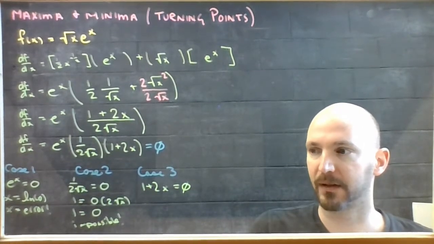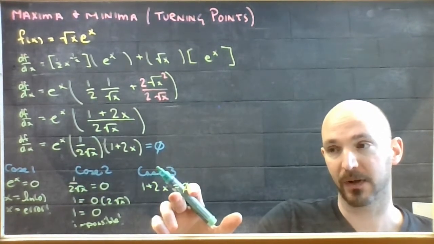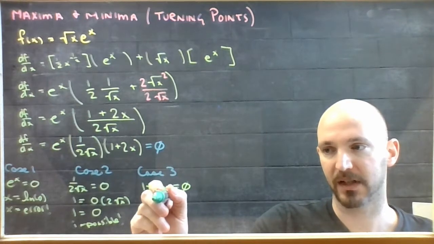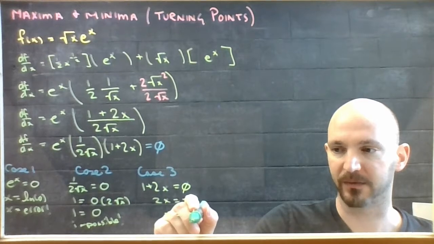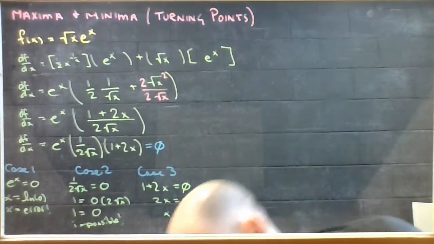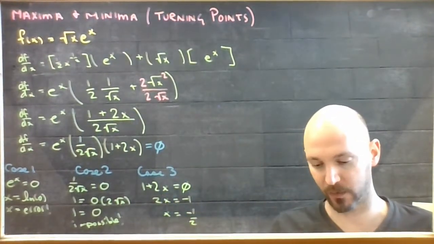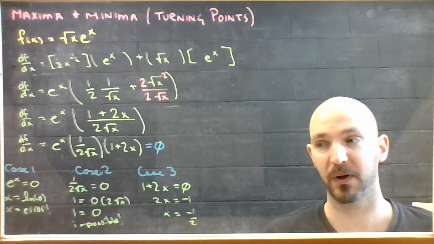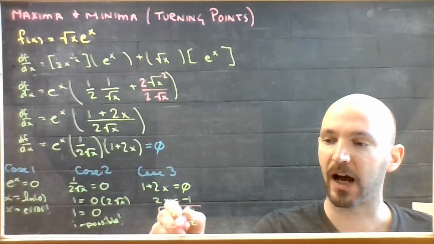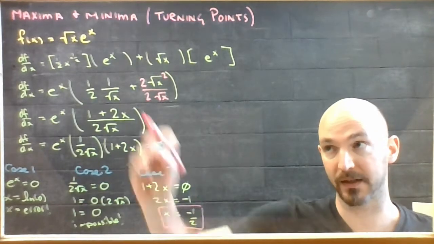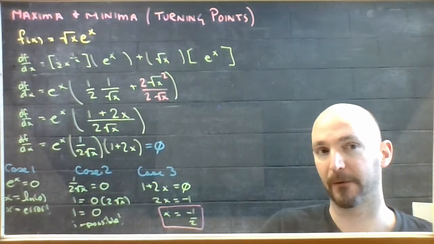So that's no good. Case 3, I'm going to kick this 1 to the other side and divide both sides by 2. Now that one actually works. It gave me an answer that's a number, that's not an error or something that's impossible. So here we go. I have found a turning point in this particular function.